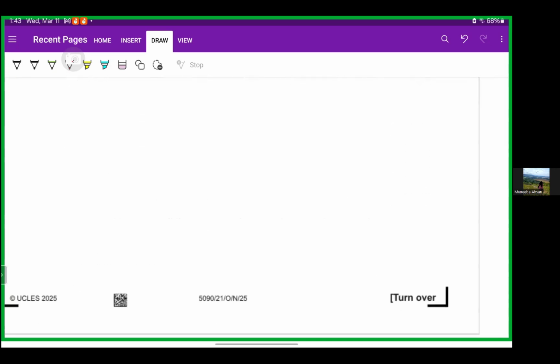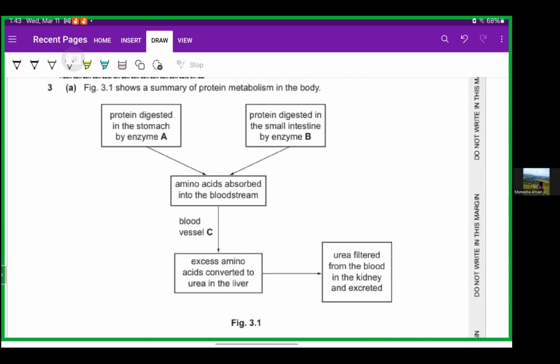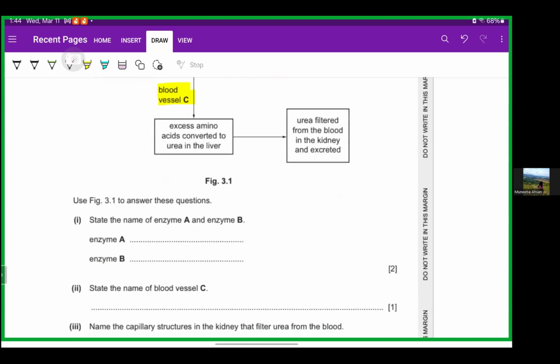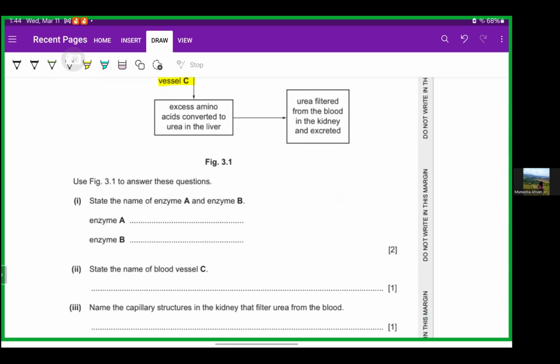Okay, now let's move on to the next question. It says figure 3.1 shows the summary of protein metabolism in the body. Okay, so in the first box, protein is digested in the stomach by enzyme A. Then we have protein digested in the small intestine by enzyme B. Then amino acids are absorbed into the bloodstream and go through blood vessel C. Excess amino acids are converted into urea in the liver. Urea is filtered from the blood in the kidney and is excreted eventually. So use figure 3.1 to answer these questions.